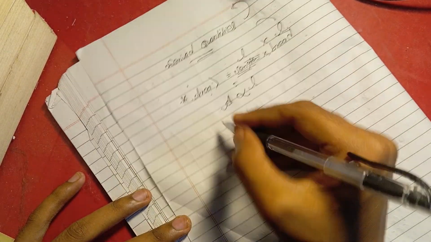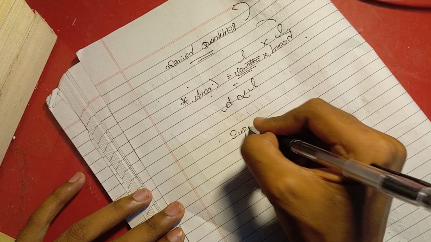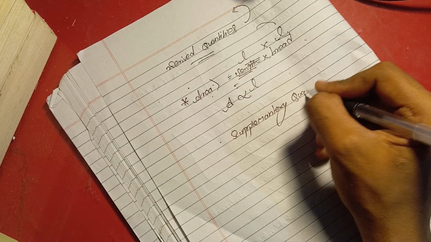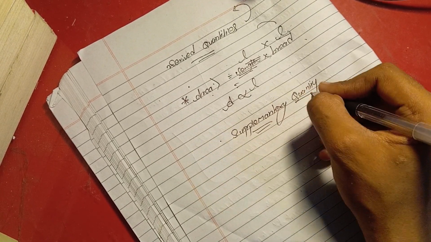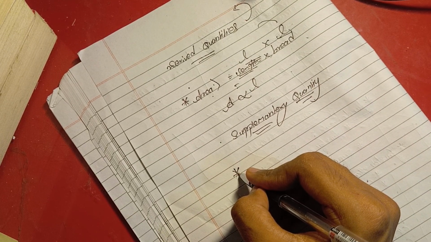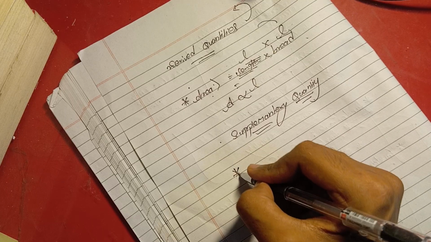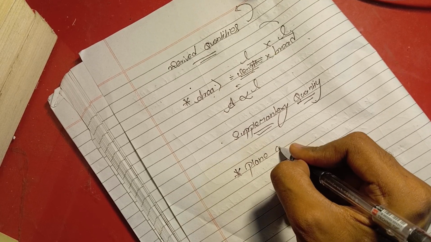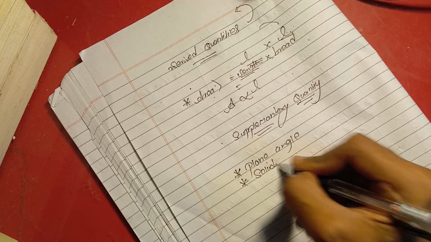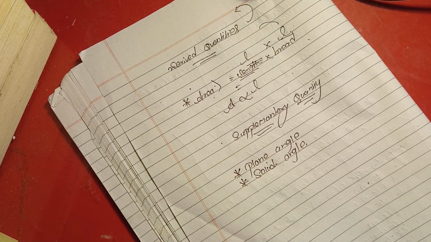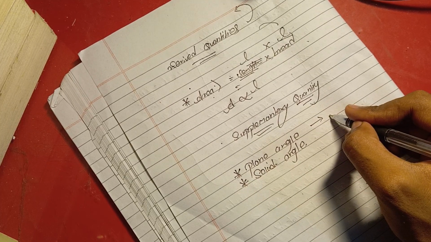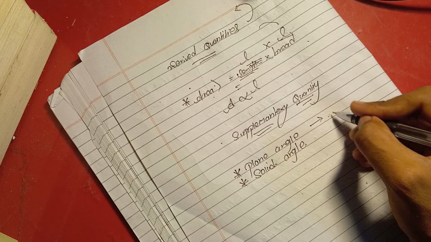And now we have our third, which is the supplementary quantity. We have only 2 types of supplementary quantity: plane angle and solid angle. Why are they supplementary quantities? Because they do not have any dimensions.